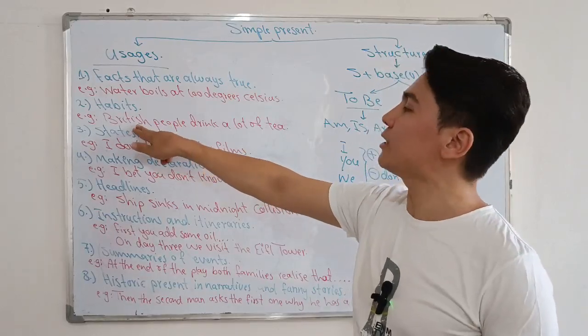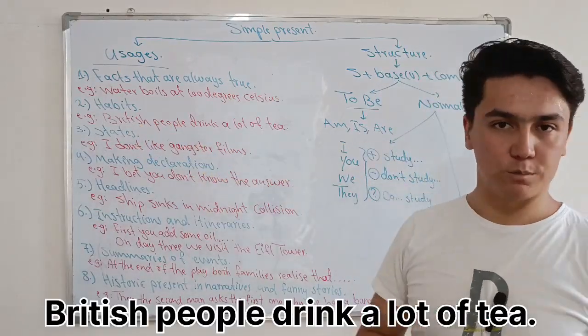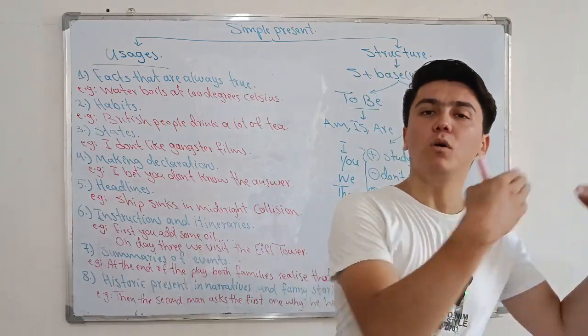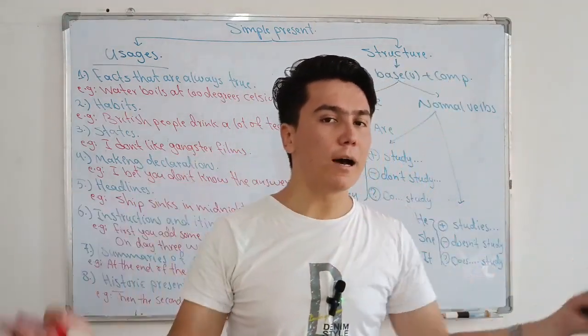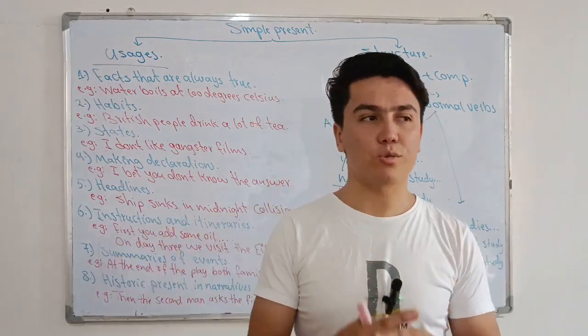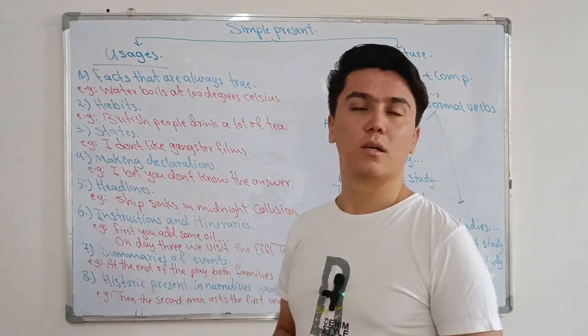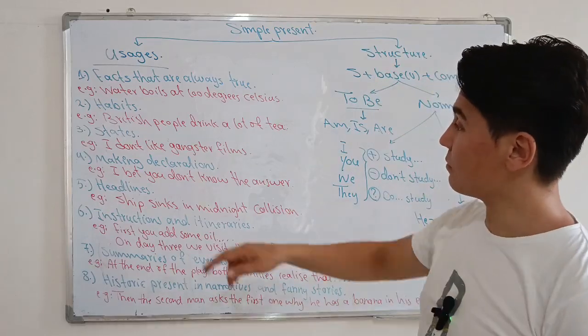The second usage is habits. For example, British people drink a lot of tea. Or he smokes every day. He smokes 5 times a day. For example, they drink lots of water during the day, on hot days, or we can say sunny days.